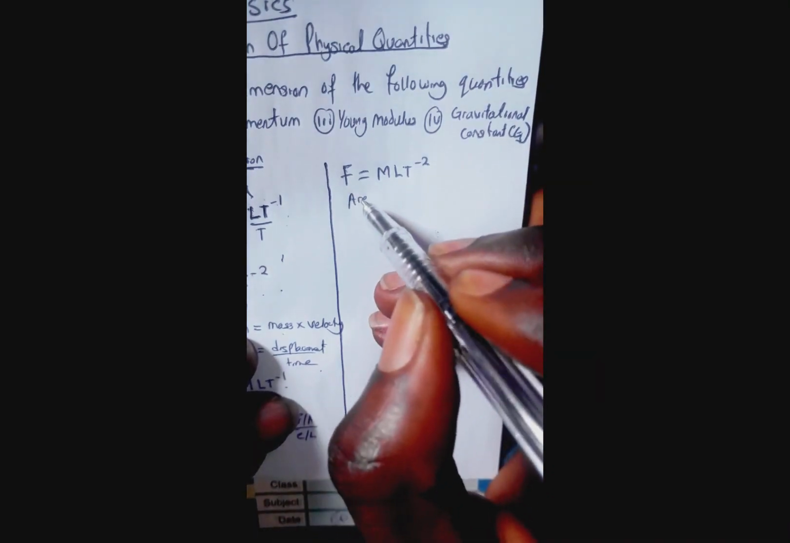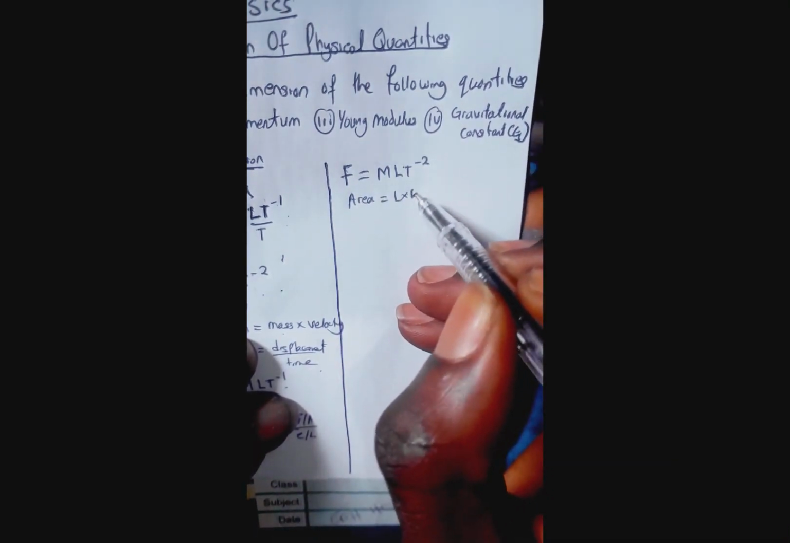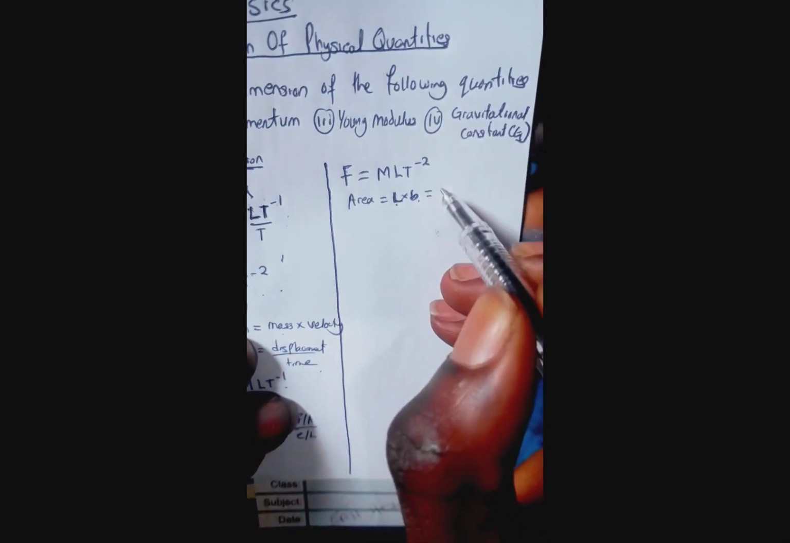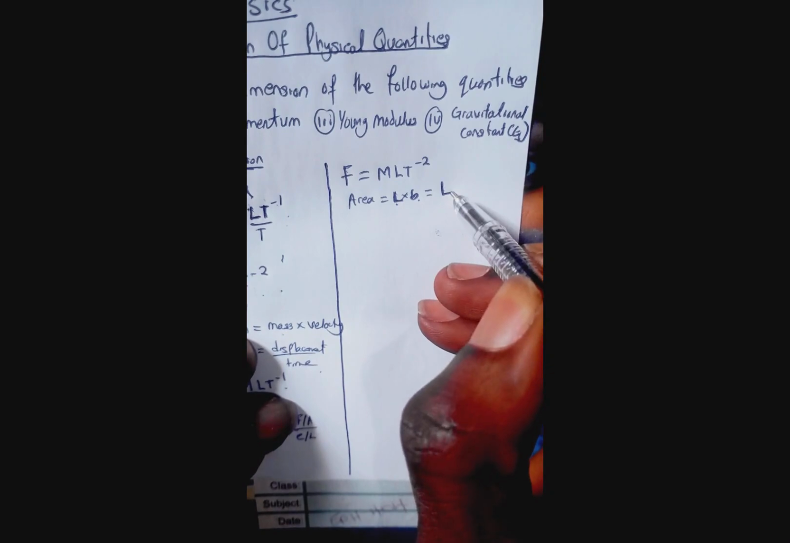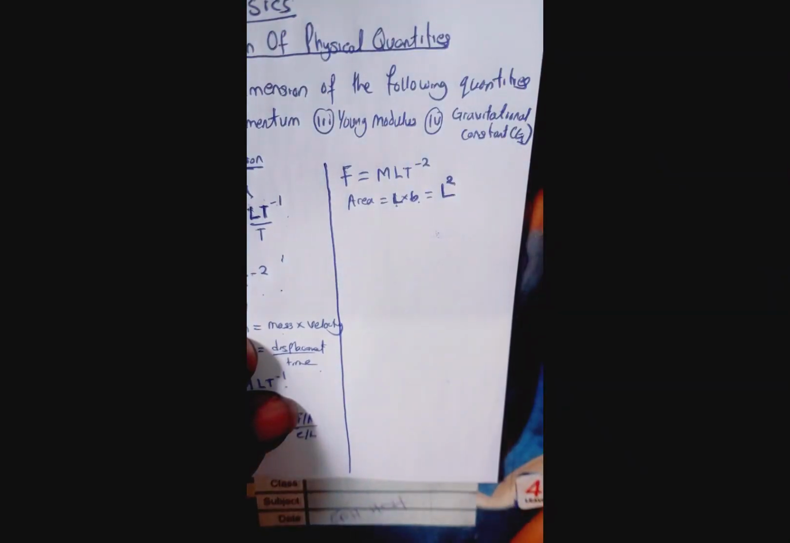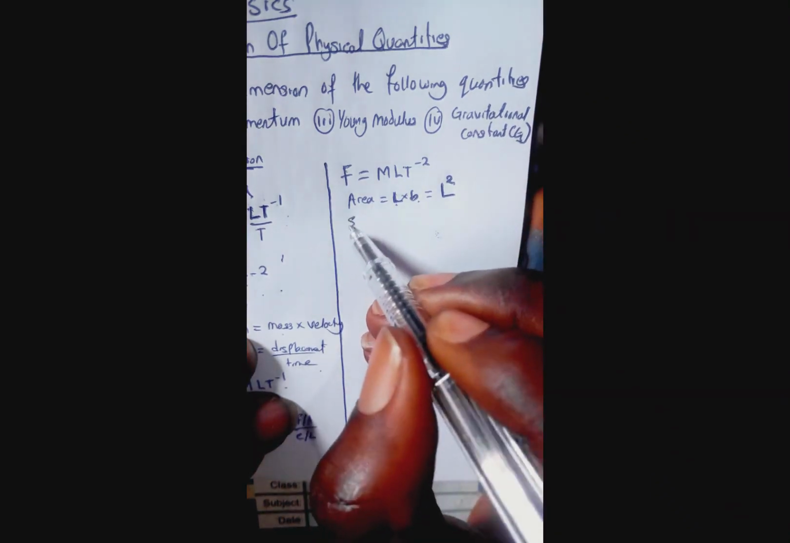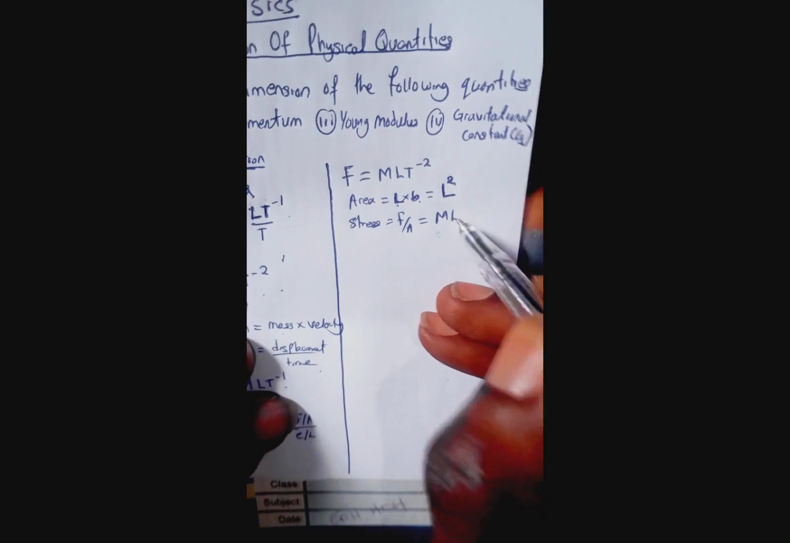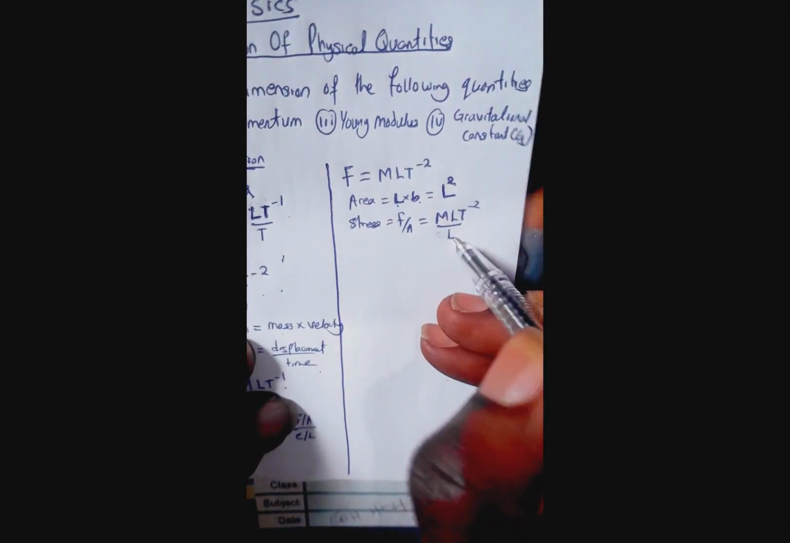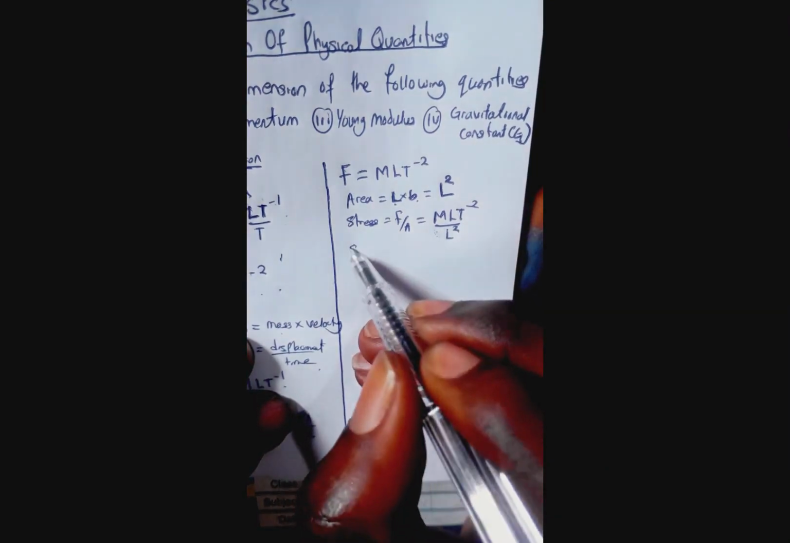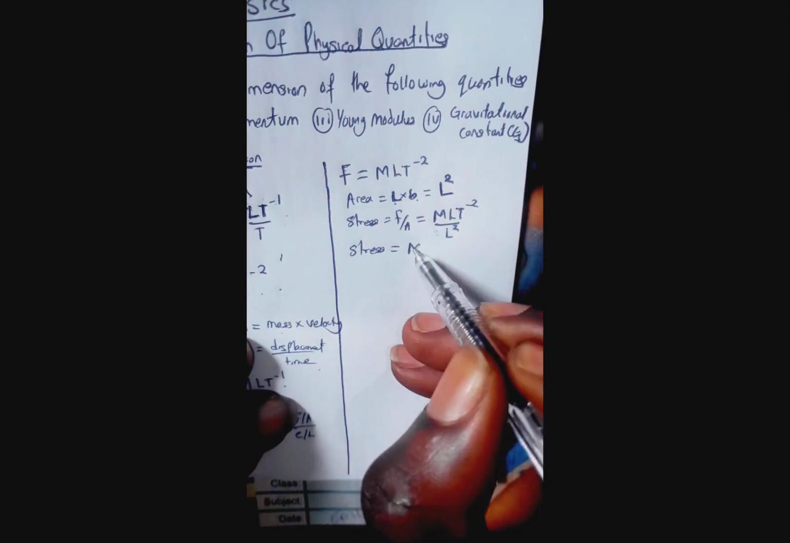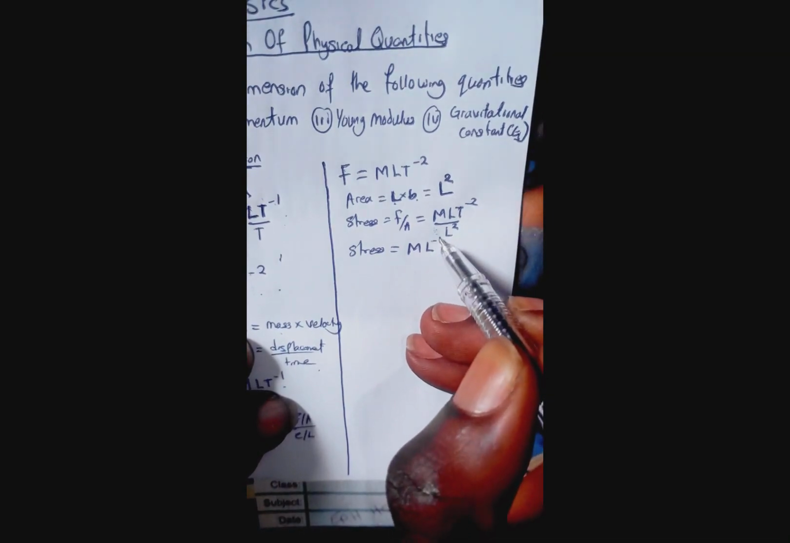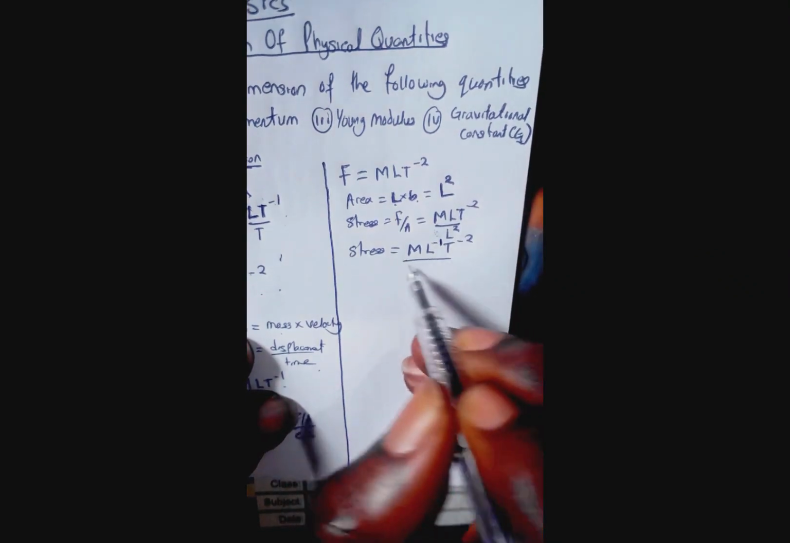So what of area? Area is length times breadth, right? Don't forget length is L, and breadth is also a measure of how long something is. So we have L squared. Are we together? So we can now say stress, which is force over area, is going to be MLT minus 2 over L squared. At the end of the day, we are going to have stress equal to ML minus 1 T minus 2, if you perform indices here. You can watch my video on indices. So this is the dimension of stress.